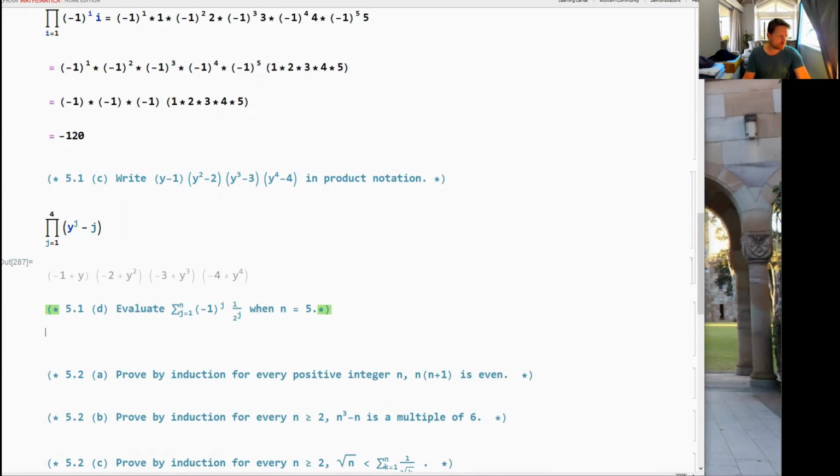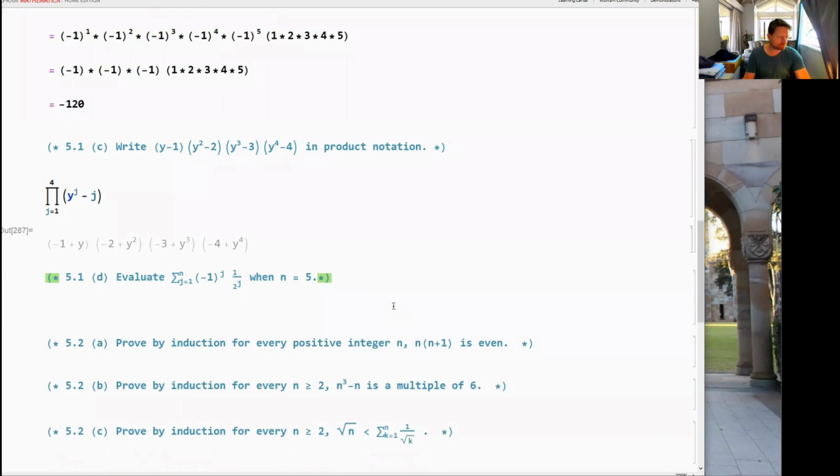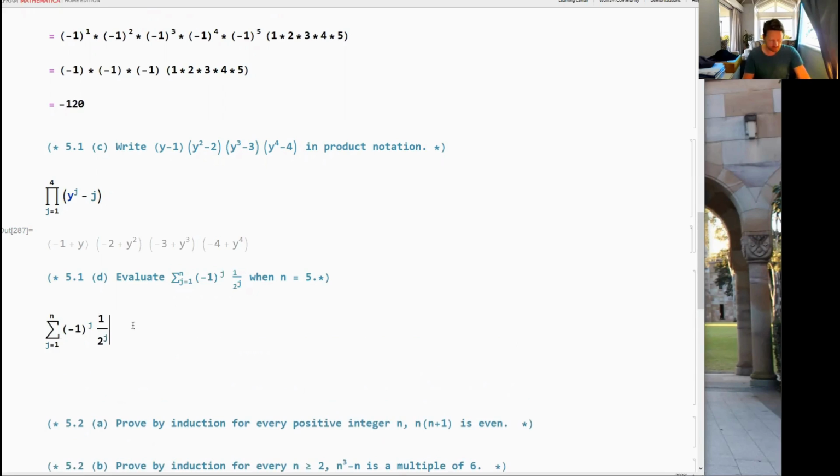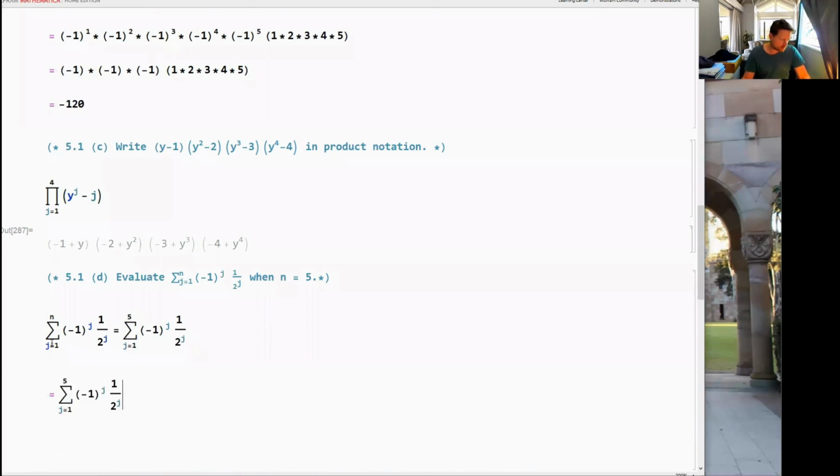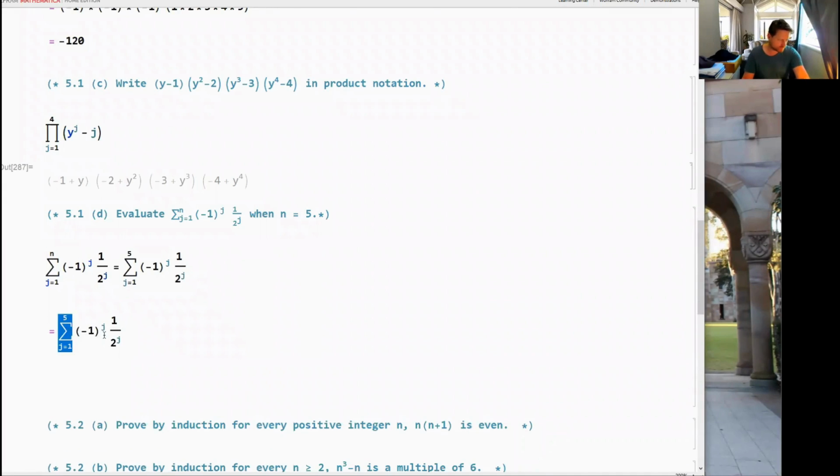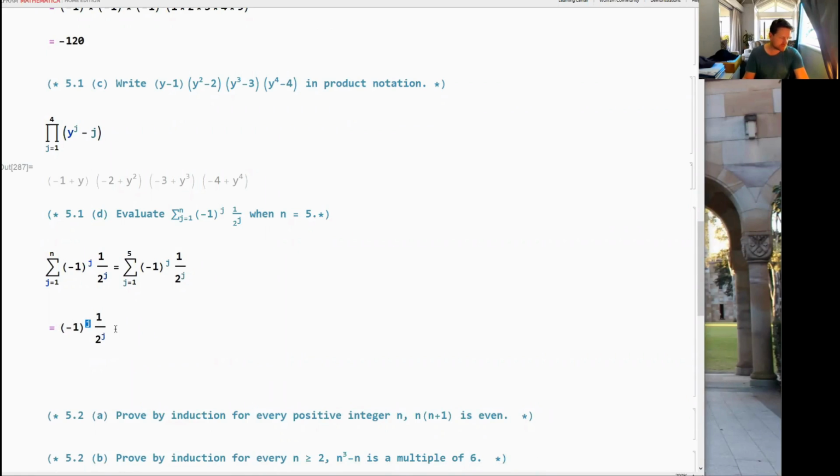Question 5.1, D. Evaluate this sum when n is equal to 5. Okay, sure. I'll copy and paste that here, and we'll just enumerate some of the terms. So we're subbing in n is 5. And so that means we add up 5 of these, subbing in the appropriate j values, starting with 1. And then this one is 1.